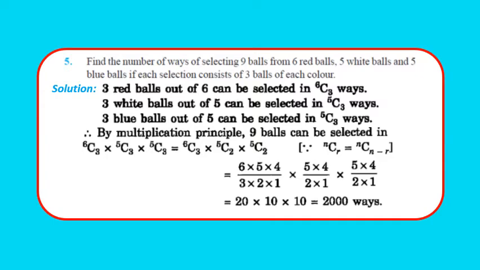So again using the fundamental principle of counting or the multiplication principle, the 9 balls will be selected in simple multiplication of these 3, 6C3 into 5C3 into 5C3, which can be written as 6C3 into 5C2 into 5C2. Why? Because nCr equals nC(n minus r). Clear? So simplifying this, we get 6C3 equals 6 into 5 into 4 upon 3 into 2 into 1, 5C2 equals 5 into 4 upon 2 into 1, and 5C2 equals 5 into 4 upon 2 into 1, which gives 20 into 10 into 10, that is 2000 ways. So in 2000 ways we can select 9 balls with 3 balls of each color. Clear? So pause and note down the solution.